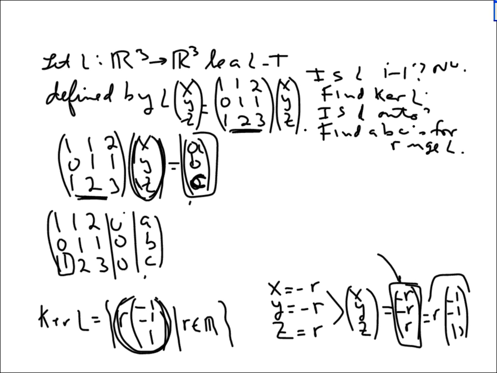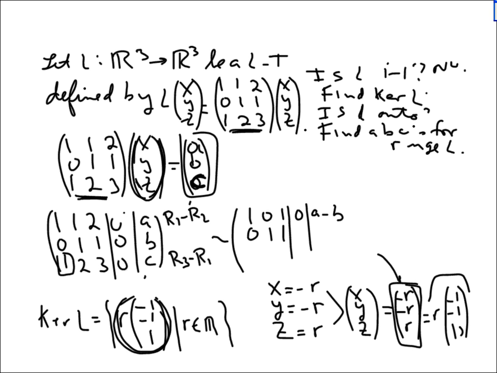Okay, so I am still going to do row 1 minus row 2, and I'm going to do row 3 minus row 1. I get 1, 0, 1, 0, A minus B. Row 2 did not change. Row 3, I do row 3 minus row 1: 0, 1, 1, 0, and I get C minus A. And then I just do row 3 minus row 2.